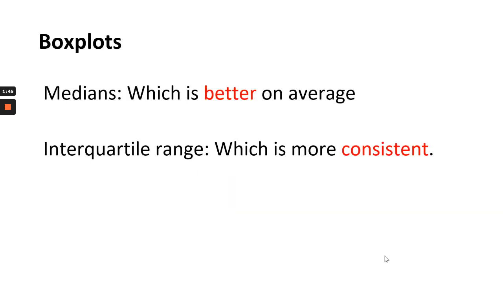Okay, so box plots. It's really important that you've got these 2 points. The median is who is better on average. The interquartile range, so that is the difference between the lower quarter and the upper quarter, that is all about consistency. So can you make sure that you've copied both of these 2 points into your books? And I'll discuss that a bit more now.